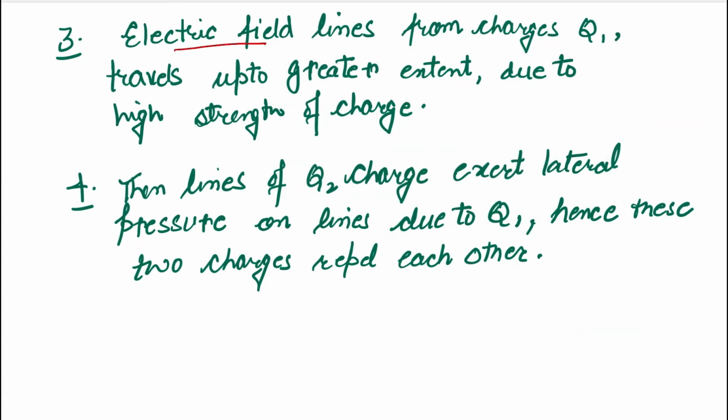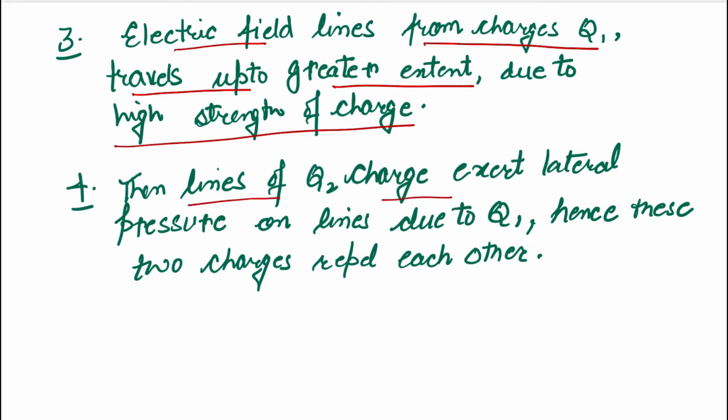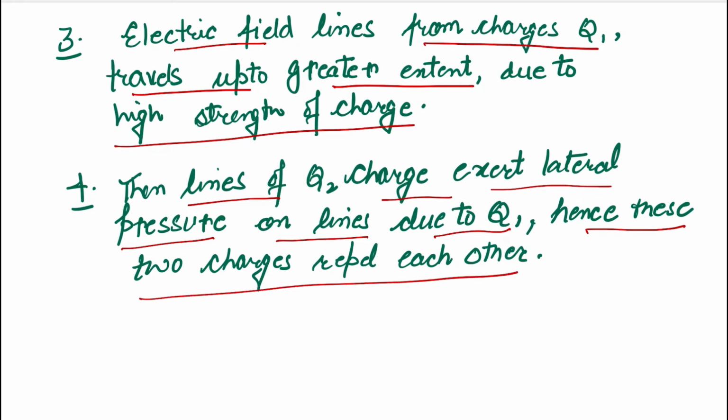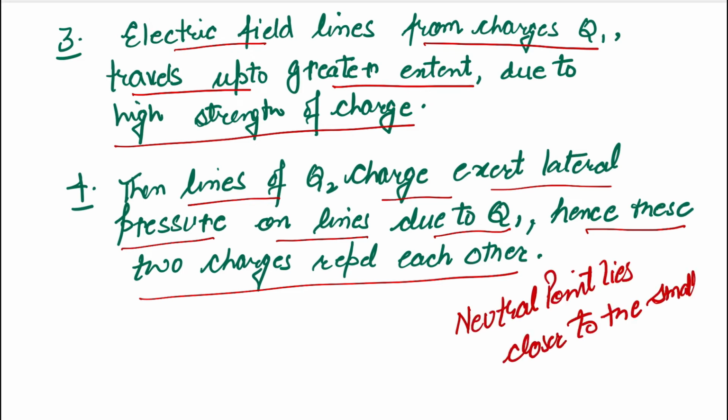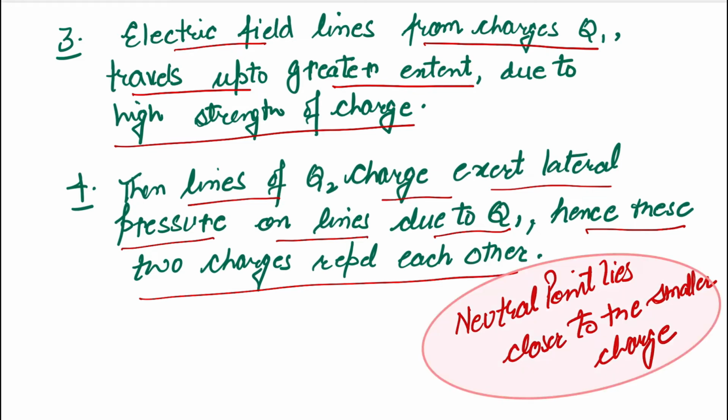So electric field lines from the charge q1 travel up to a greater extent due to the high strength of the charge. That's what we discussed. The lines of the q2 charge exert lateral pressure on the lines due to q1. Hence, these two charges repel each other, and the neutral point lies closer to the smaller charge. The neutral point lies closer to the smaller charge.